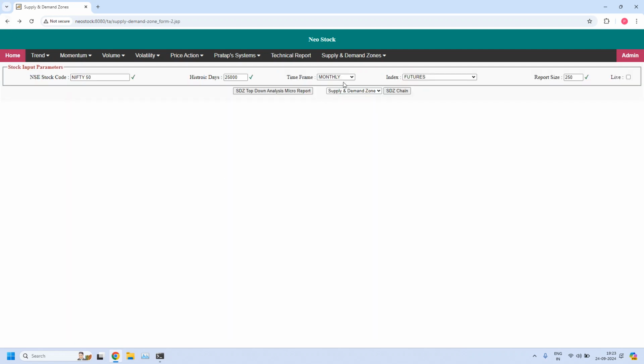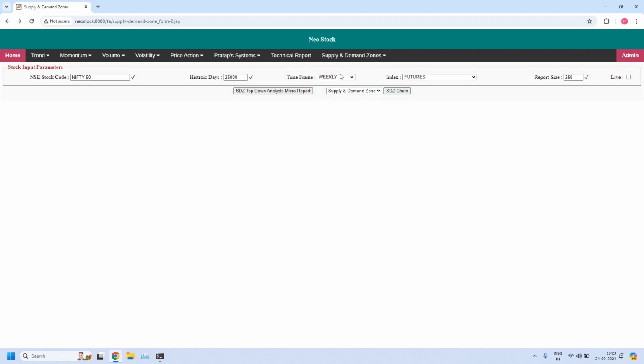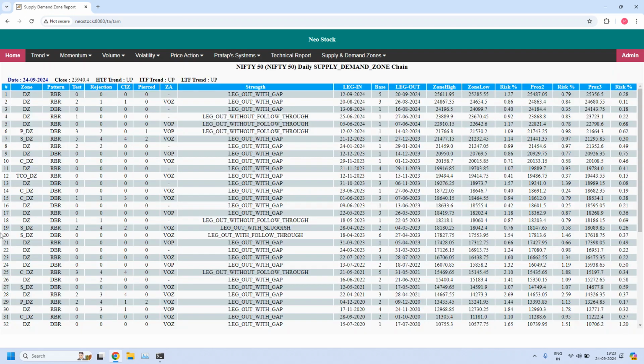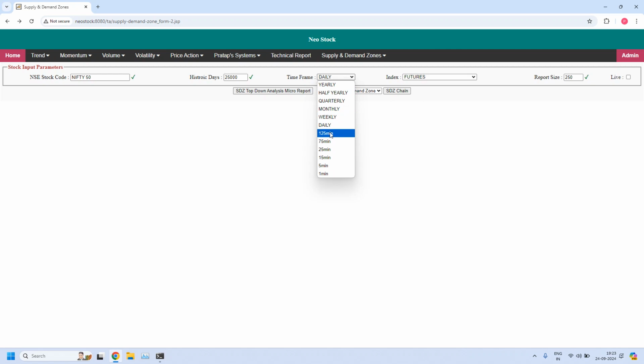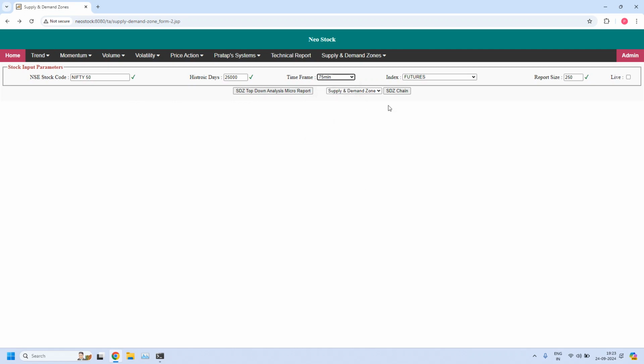Okay, the next report, for the weekly time frame, I am generating the weekly supply demand zone chain for NIFTY. In the next report, for the daily time frame, I am generating the NIFTY supply demand zone chain. Next time frame is 125 minutes. I am generating the 125 minutes supply demand zone chain for NIFTY. The next time frame is 75 minutes. I am generating the 75 minutes supply demand zone chain for NIFTY.